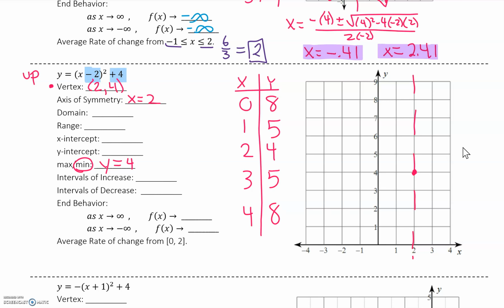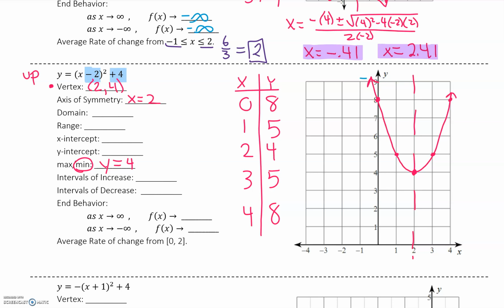So when x is 0, y is 8. When x is 1, y is 5. When x is 3, y is 5. And when x is 4, y is 8. So we see our nice quadratic here. I'm going to plot it. There's my parabola. And then let's get the rest of the information.